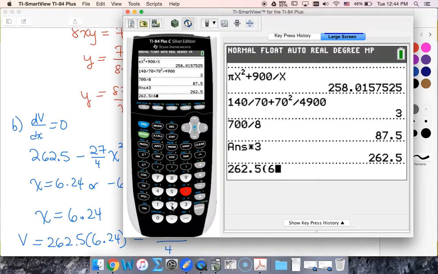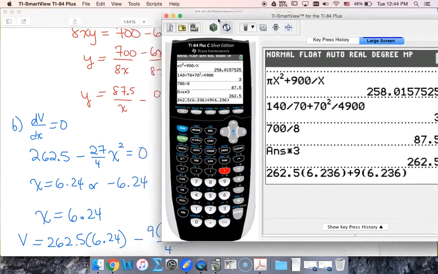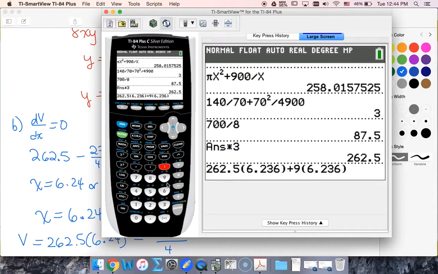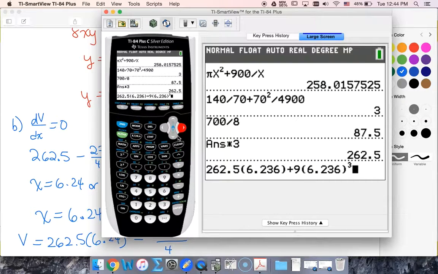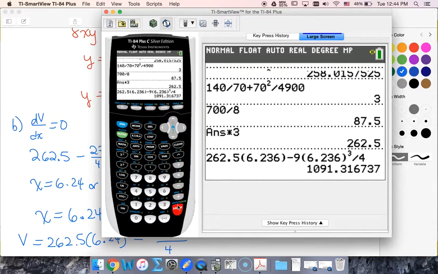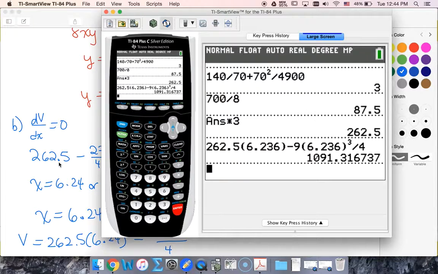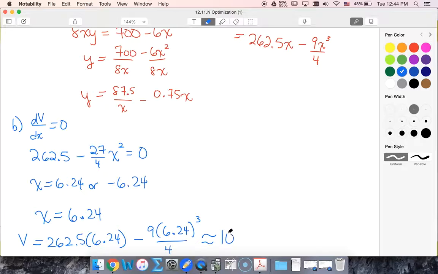262.5 times 6.236 minus 9 times 6.236, and that should be cubed. And then divide by 4. I missed the minus sign. Okay, so here's our volume to 3 significant figures. I get 1090 cubic centimeters, but I want to make sure this was the maximum.